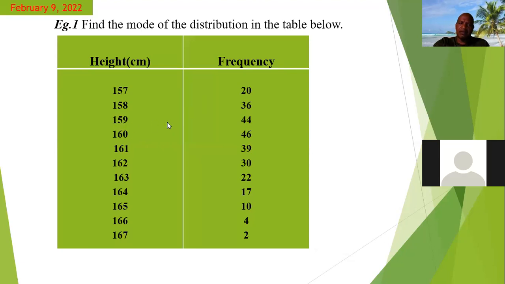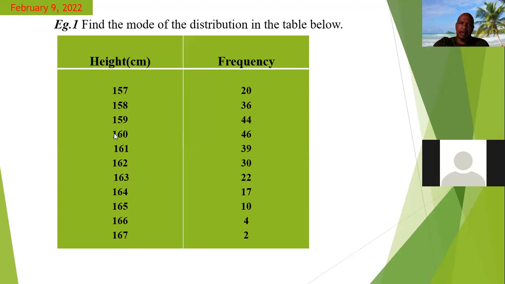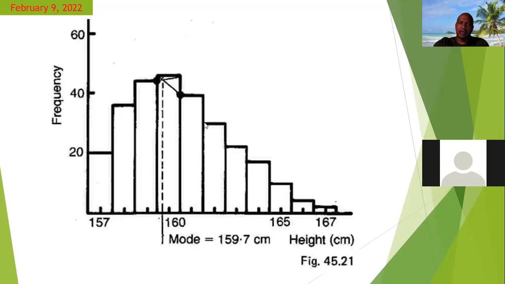So here you have 159 with 44. So 44 would be the height of the third rectangle. Then you have 160 with 46. And if you notice, 46 would be the highest frequency, and so that would give you the highest bar. So the highest bar would correspond to 46 in terms of the frequency.